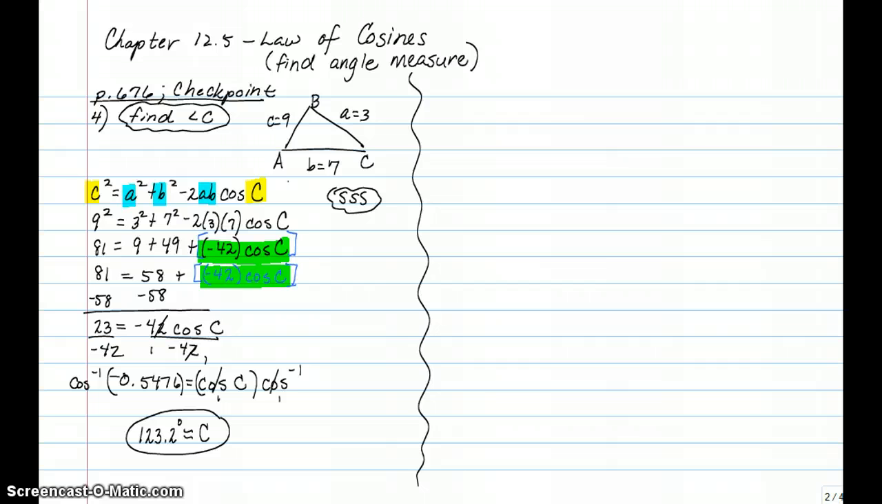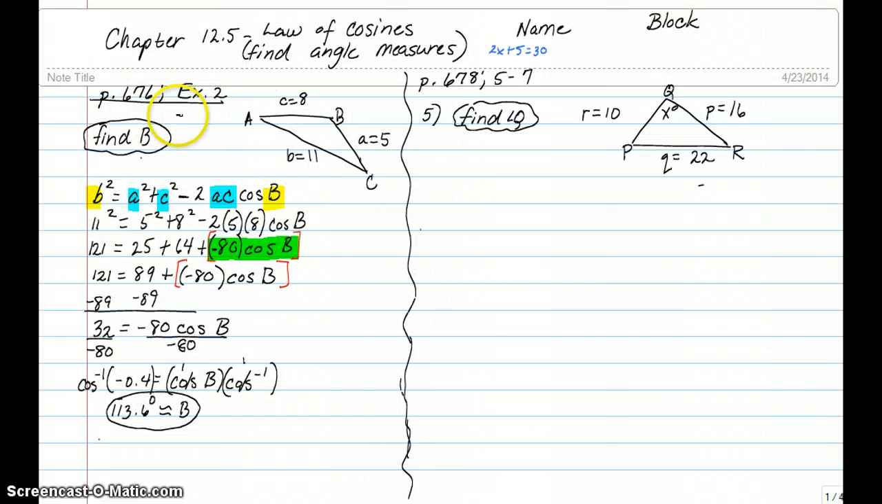Now let's go back up and look at the first one. Example 2 from page 676. I know in your book it says side, side, side, but again, you can see side, side, side, 8, 5, and 11. So this is also side, side, side. So just need to pay attention to that and be able to tell the difference between them.